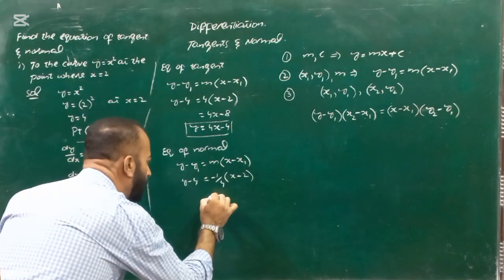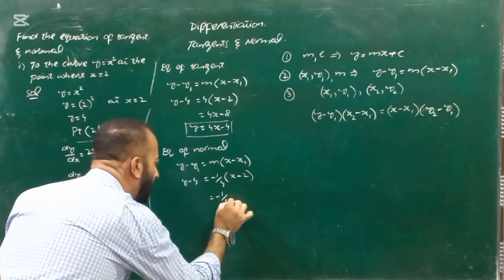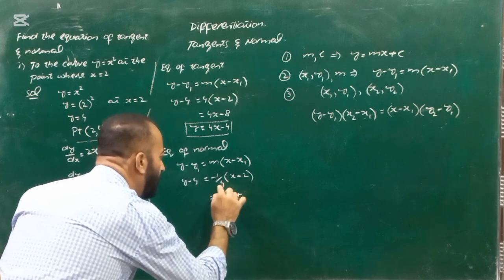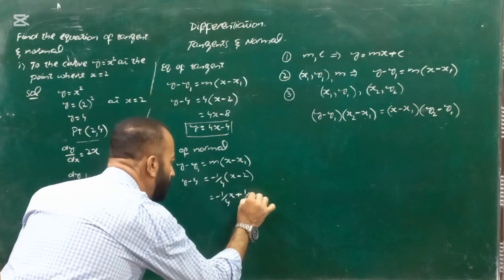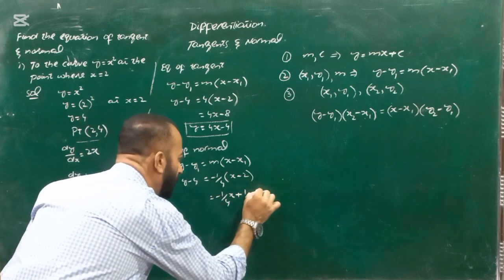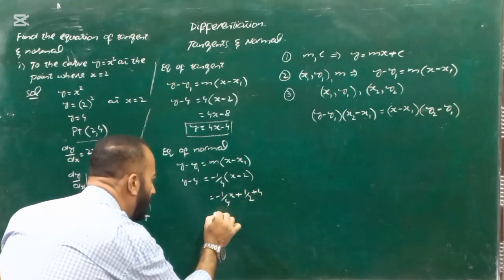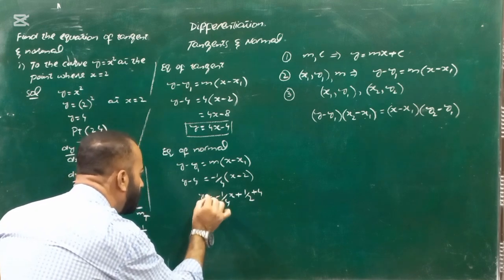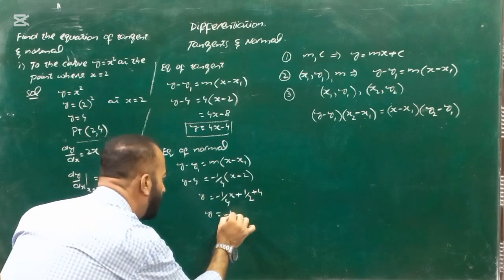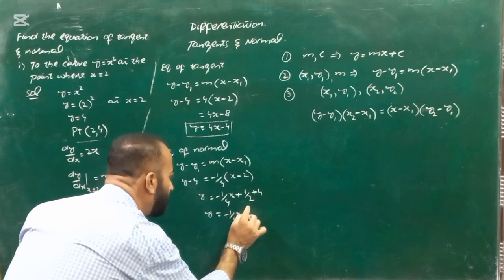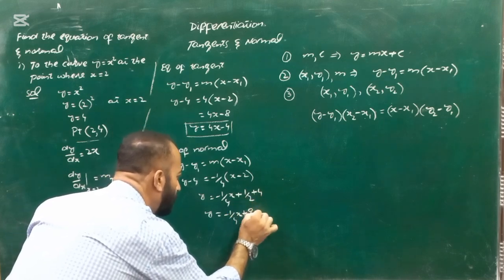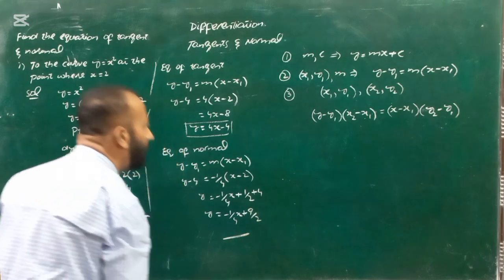So solving it further, minus 1 by 4 x, minus minus plus 2 will be cancelled by this, so 1 by 2, and this minus 4 will go to the right side, so plus 4. So y is equal to minus 1 by 4 x, which will remain as it is, and from here 8 plus 1, 9 by 2. So this is the equation of the normal.